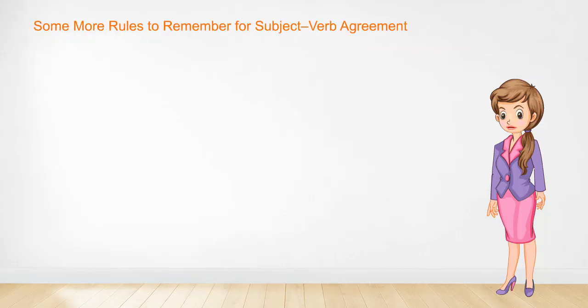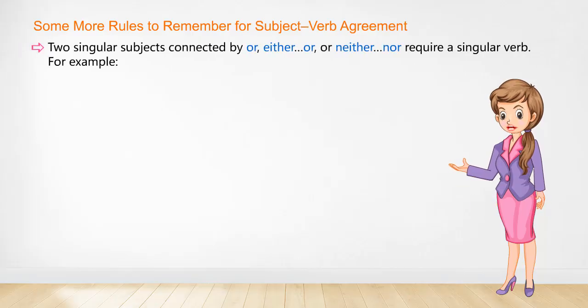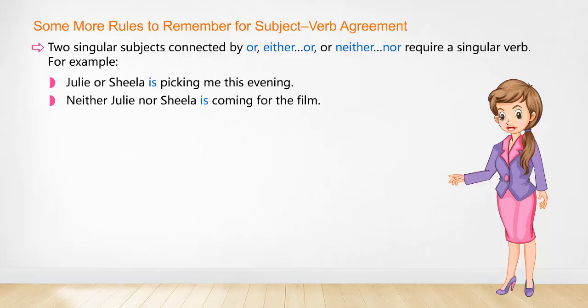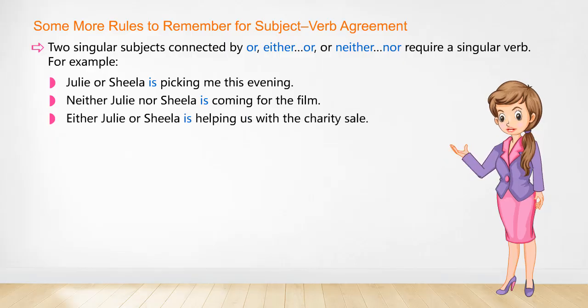Some more rules to remember for subject-verb agreement. Two singular subjects connected by or, either, or, neither, nor require a singular verb. For example, Julie or Sheila is picking me up this evening. Neither Julie nor Sheila is coming for the film. Either Julie or Sheila is helping us with the charity sale.